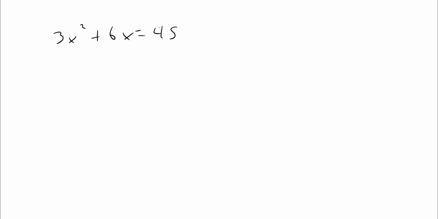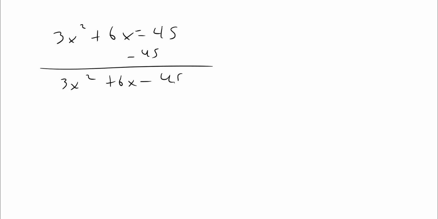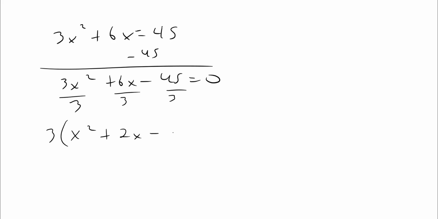Okay, well, the first thing I'm going to do, remember, you got to move the 45 over. So I'm going to subtract 45 from both sides. So you get 3x squared plus 6x minus 45 equals 0. Good. So it's equal to 0. Now I do greatest common factor, which in this case here is just 3. So you get 3 parentheses x squared plus 2x minus 45 over 3 is 15. Okay, and that's equal to 0.